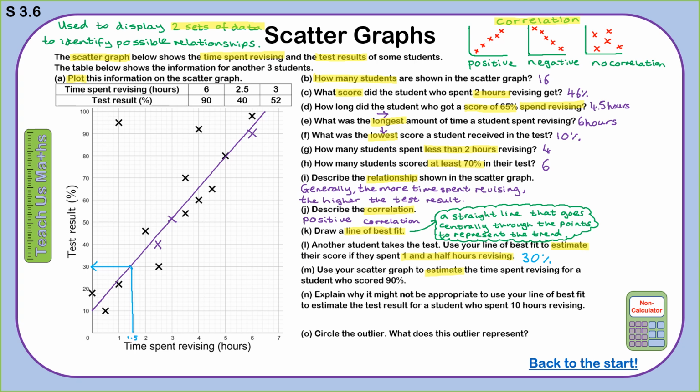So we're going to do a similar method, but this time from the y-axis, from the test result. So we find 90% and read across until we hit the line of best fit. So even though there is a point that has been plotted for a student who did score 90%, I'm using the line of best fit rather than that point. That's because the line of best fit takes into account the general trend of all of the data rather than just one point. Then I'm going to read down and find out how long they would have spent revising.